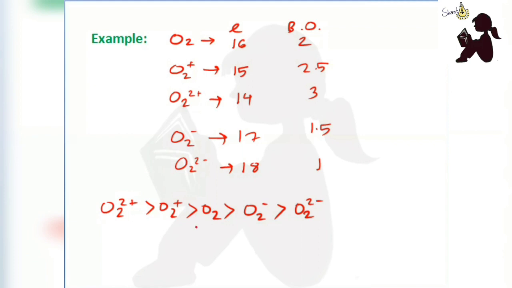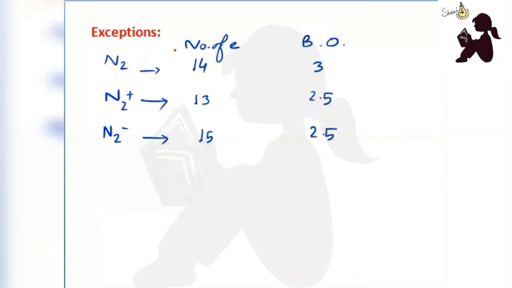It is O2 2 plus greater than O2 plus greater than O2 greater than O2 minus greater than O2 2 minus. Okay, now we are going to see some exceptions. Okay, let's see here. That is the bond order of N2, the number of electrons is 14, bond order is 3. Then N2 plus, the number of electrons is 13, bond order comes 2.5, and then N2 minus, the number of electrons is 15, bond order comes 2.5.